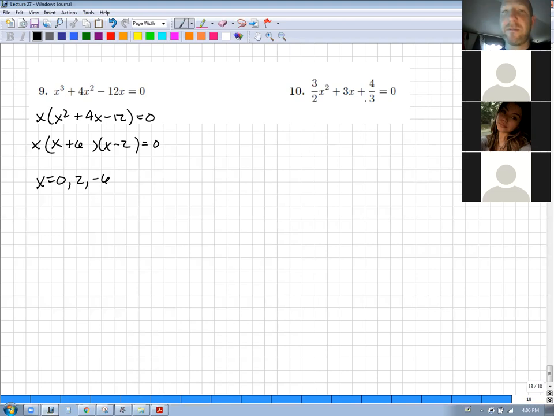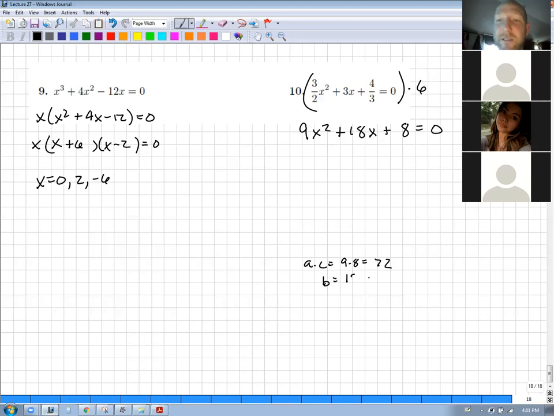This guy, there's 2s and 3s on the bottom. I'm going to multiply everything by a 6. That'll get rid of all the fractions. So 6 over 2 is 3 times 3 is 9. 18x. 6 over 3 is 2 times 4 is 8. Okay, I guess we'll do our trick. A times C is 9 times 8, which is, what is that, 72? Better check. 9 times 8. Yeah, 72. And B here is 18.